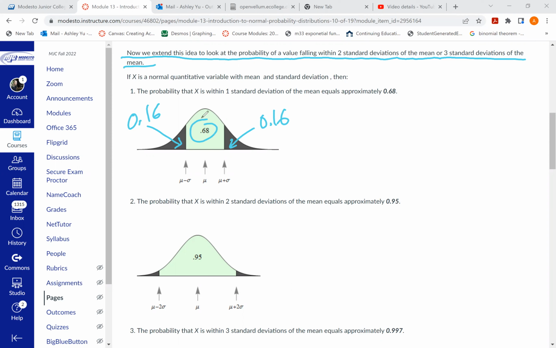But what about if we're interested in not 1 standard deviation above or below the mean, but 2 or 3? If x is a normal quantitative variable with mean and standard deviation, then the probability that x is within 1 standard deviation of the mean is approximately 0.68. Okay, we knew that from a previous page. The probability that x is within 2 standard deviations of the mean equals approximately 0.95. Okay, that's new information. Let's move down and see what else we want to see.